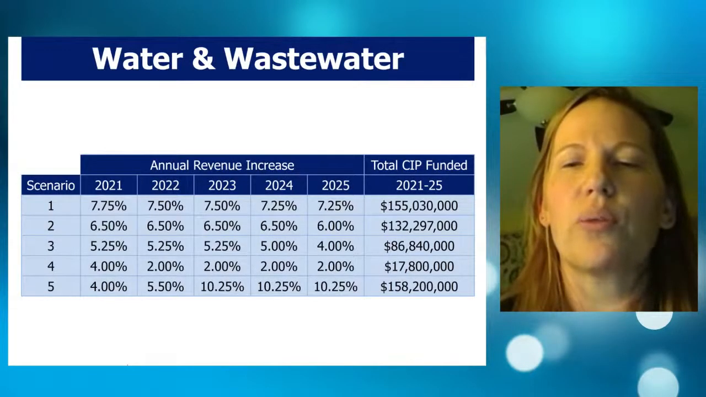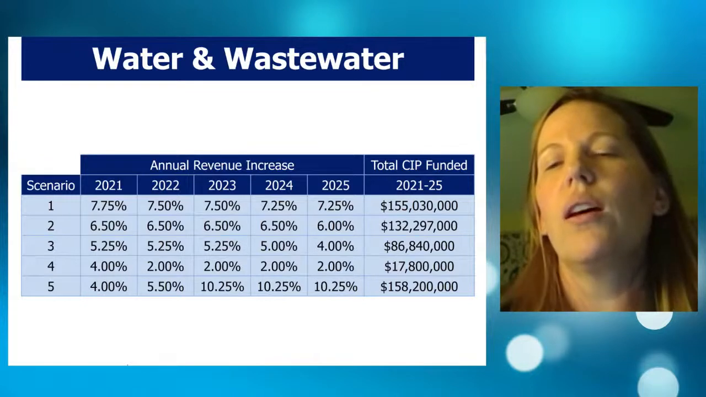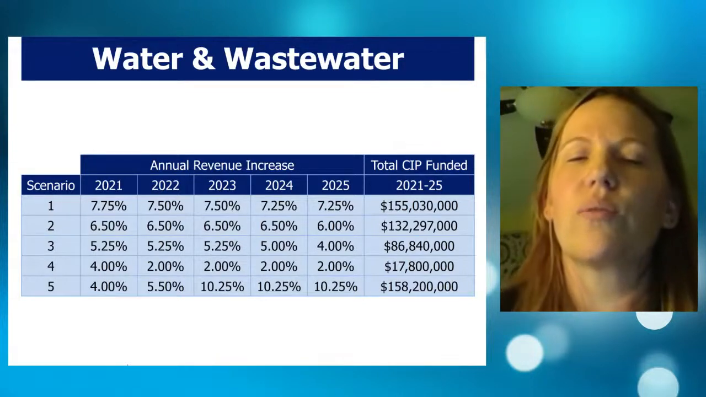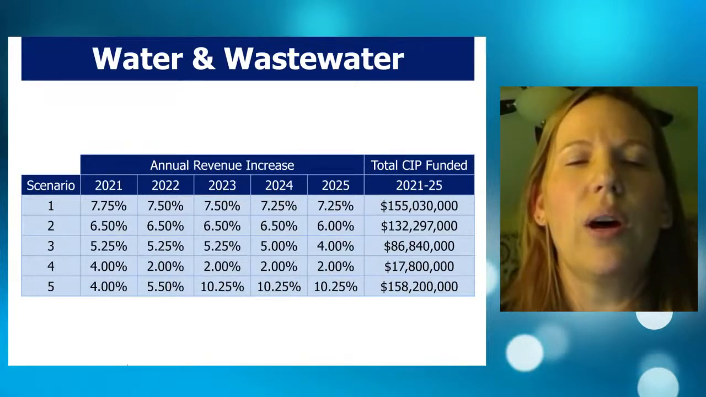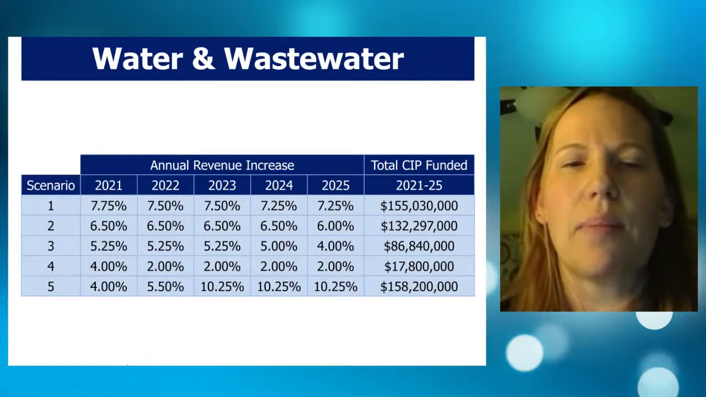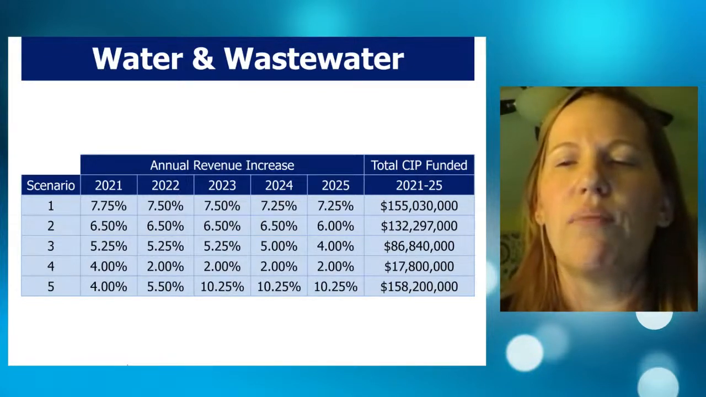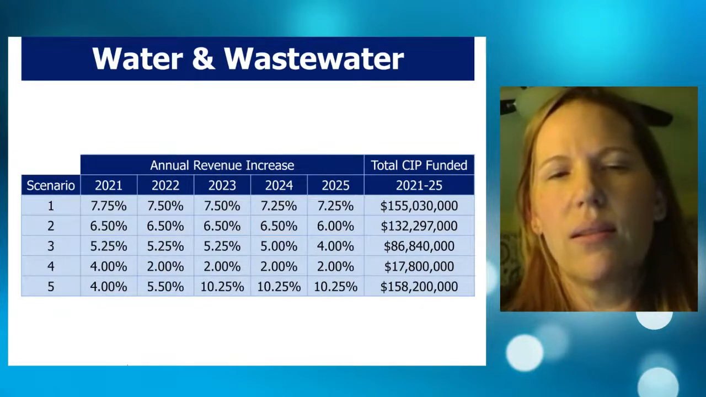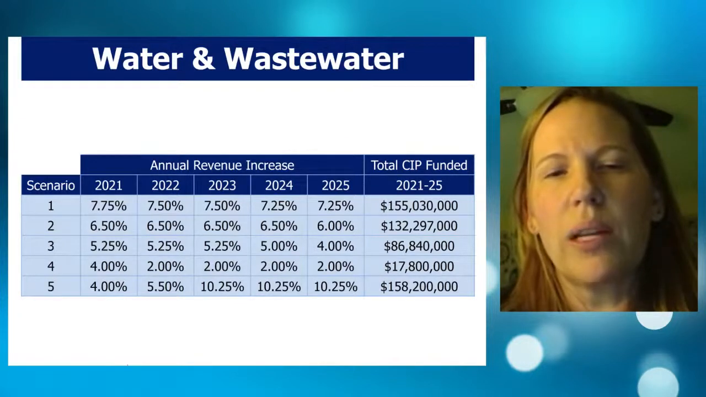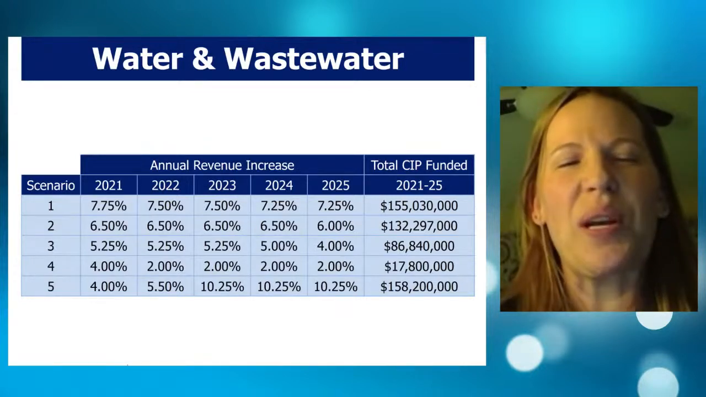So here we have our summary of scenarios 1 through 5 in this case, and then the annual revenue increase in each scenario starting in 2021 through 2025, and then with the total CIP amount that is funded with those revenue in total over that five-year time. So in scenario one, which fully funds the adopted CIP, you have $155 million in water and wastewater. And then that reduces to 6.5% in 2021, 5.25% in 2021 for scenario three.